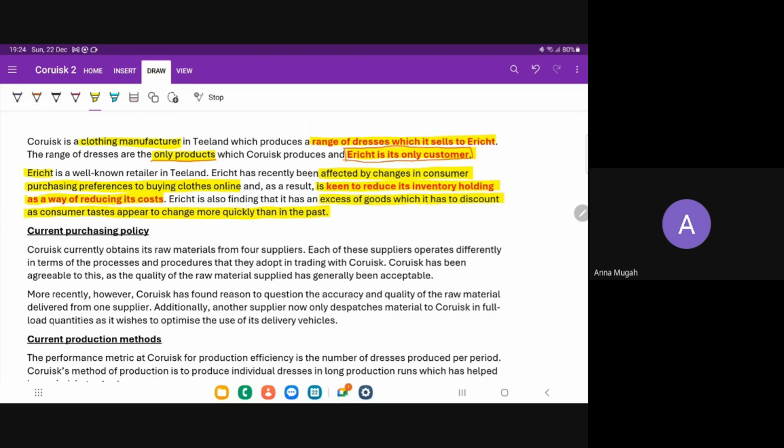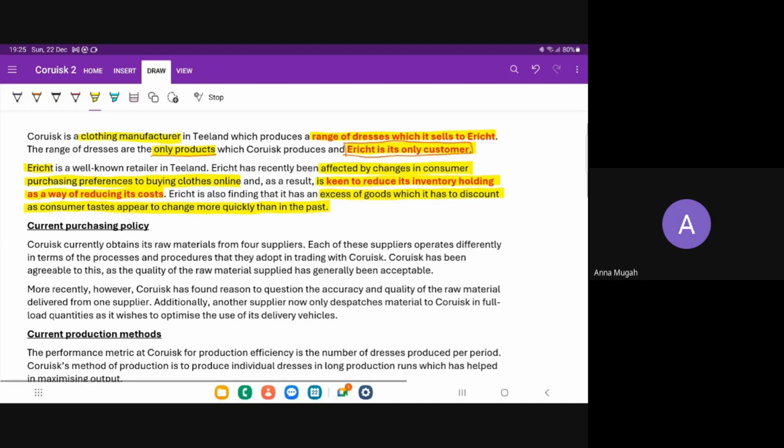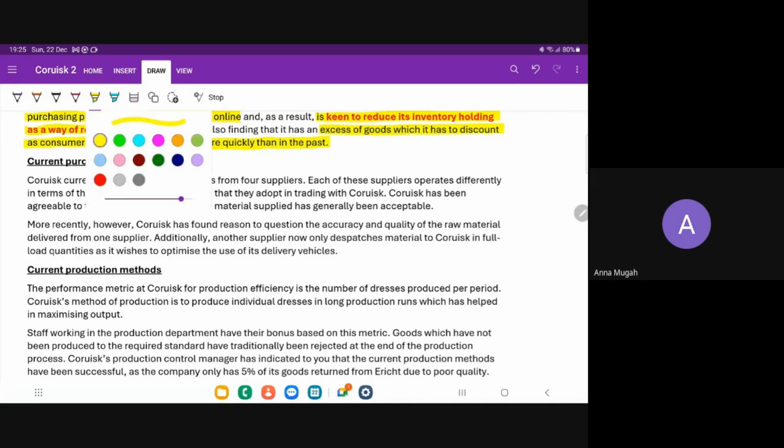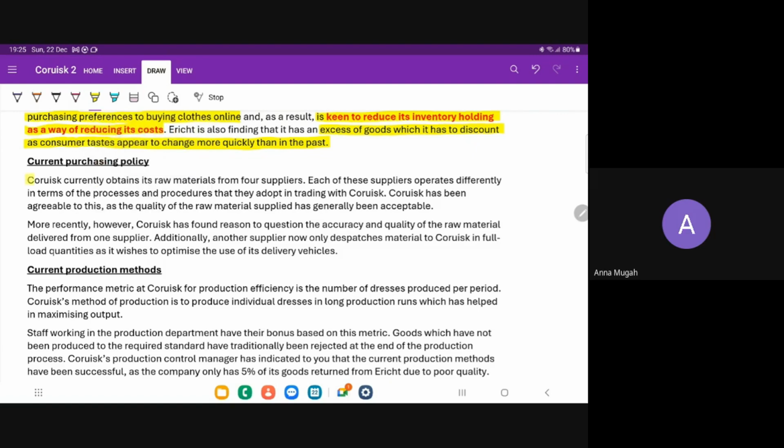So what is the problem? The problem is not at our end. The problem is with the customer. It's actually the customer whose taste is continuously changing. So what we are expecting is that Erich will probably demand different things from us, right? Now its current purchasing policy, right? Current purchasing policy is related to my company.